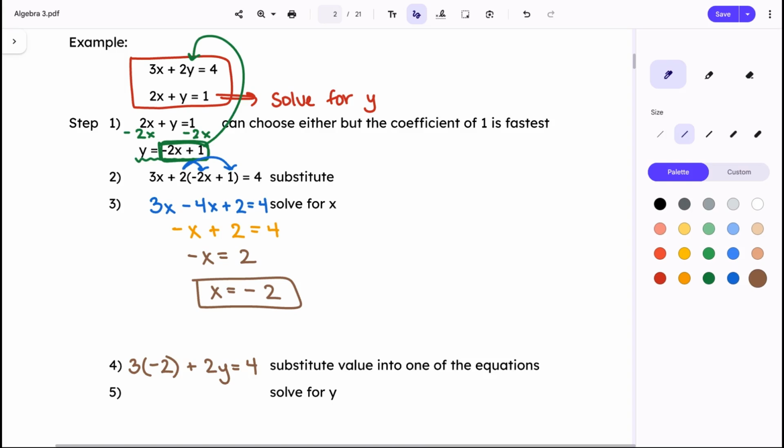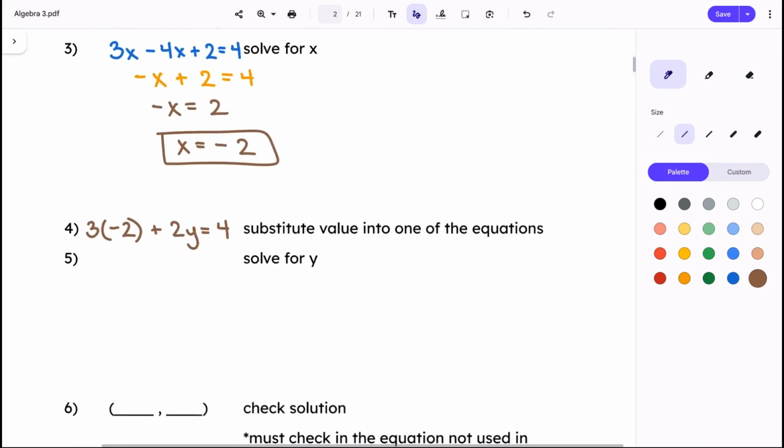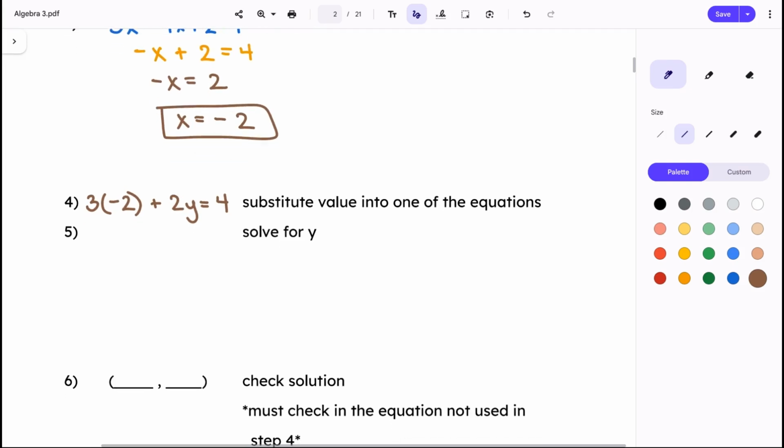Now we're going to solve for y. What is this going to look like? Okay, what would you guys do next? Add 6. We have 2y equals 10, so y is 5. Okay, so how do I write my final answer here? Good, negative 2, comma 5.